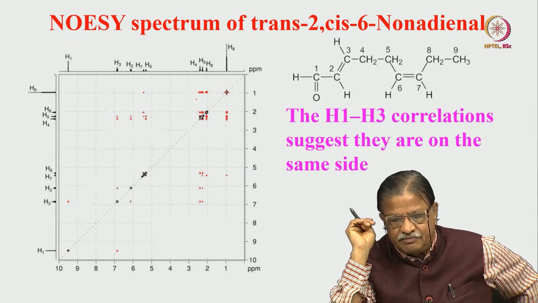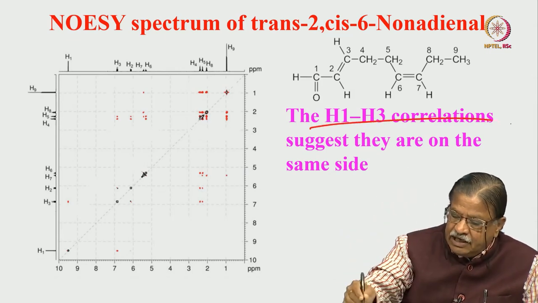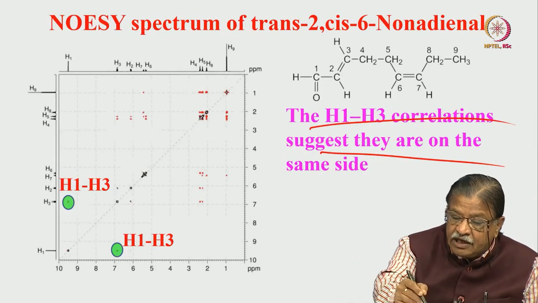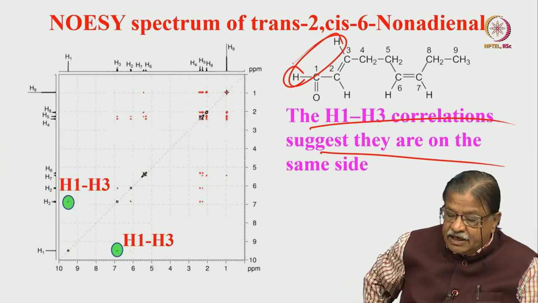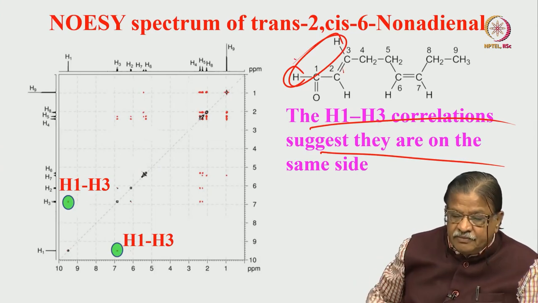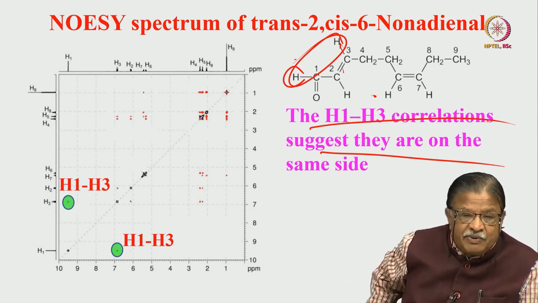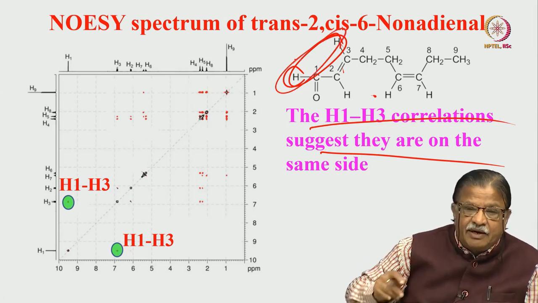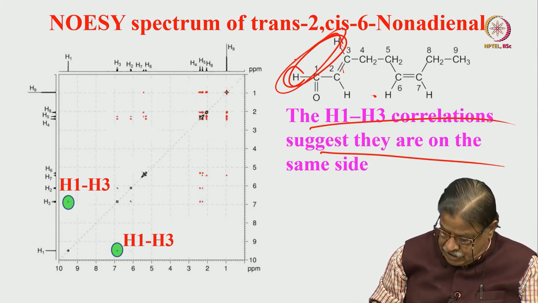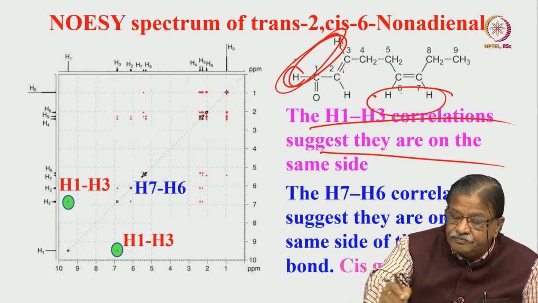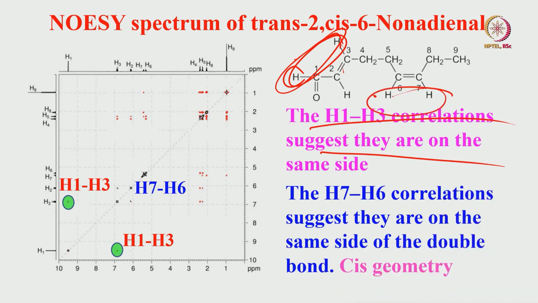Here we use NOESY. When you do the NOESY, the H1 and H3 correlations are there. See, H1, H3 correlations are there. This correlation says they are on the same side of the double bond. If this was to be cis, you would not see a correlation for H1 and H3. Because these two are on the same side of the double bond, you are seeing the correlation. So, H1, H3 correlations are seen. Similarly, H7, H6 correlations are seen. This also tells me they must be on the same side of the double bond. When you say these two are on the same side of the double bond, this must be a cis geometry.